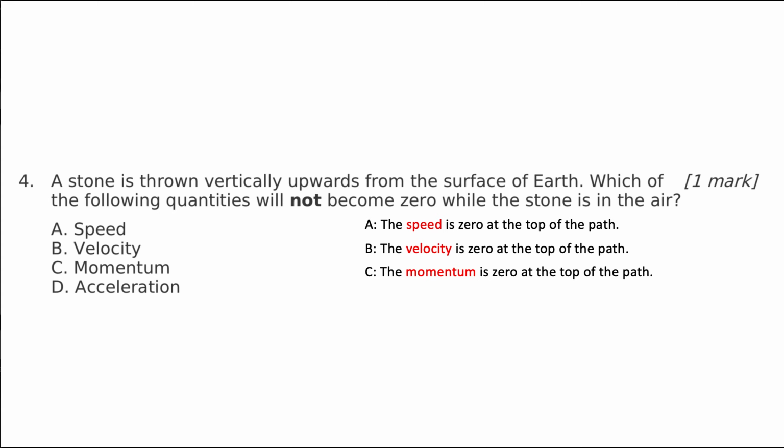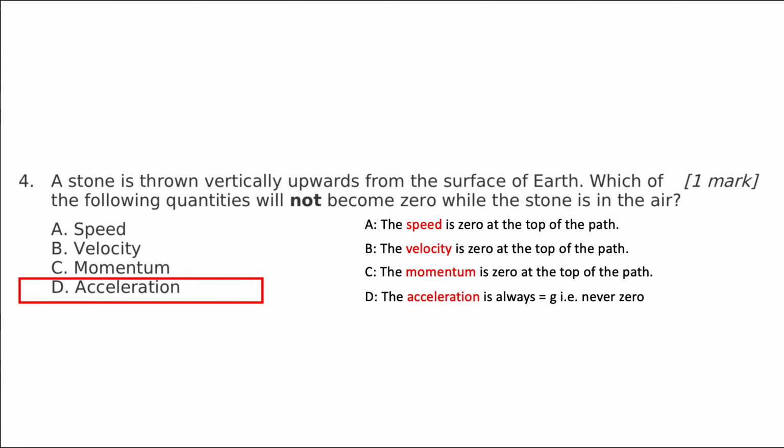Well, why is D the answer here? When we're being thrown in the air, the acceleration is always equal to the gravitational acceleration. In other words, it is never 0. And so therefore, the answer here is D.